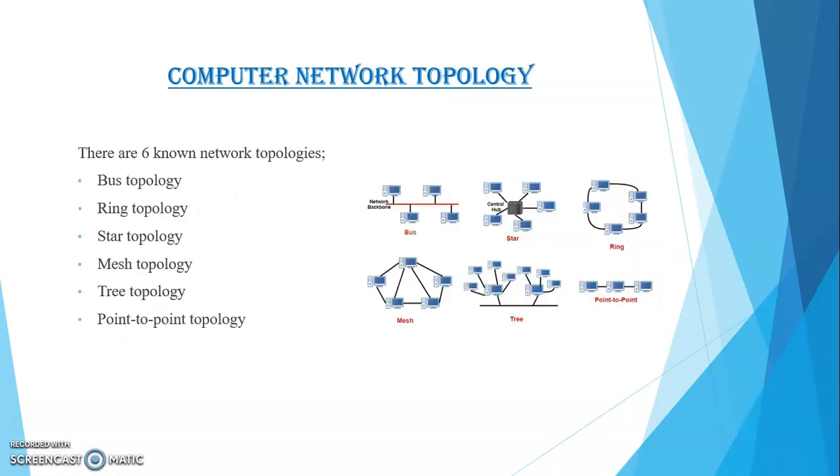Now, for the final topic that I will be discussing today, computer network topology. There are 6 known computer network topologies, and they are bus, ring, star, mesh, tree, and point-to-point topology. Network topology is the physical and logical arrangement of nodes and connections in a network. Nodes usually include devices such as routers and software with switch and router features.